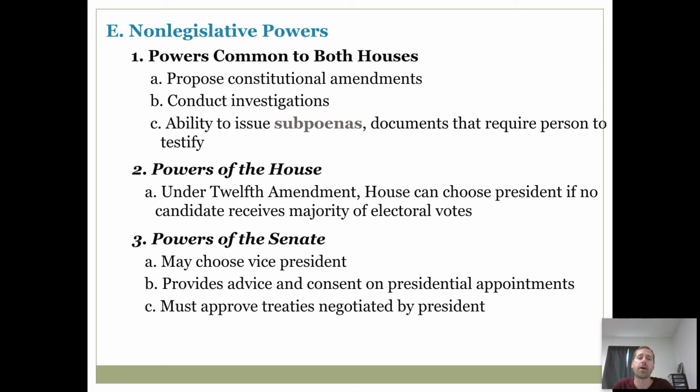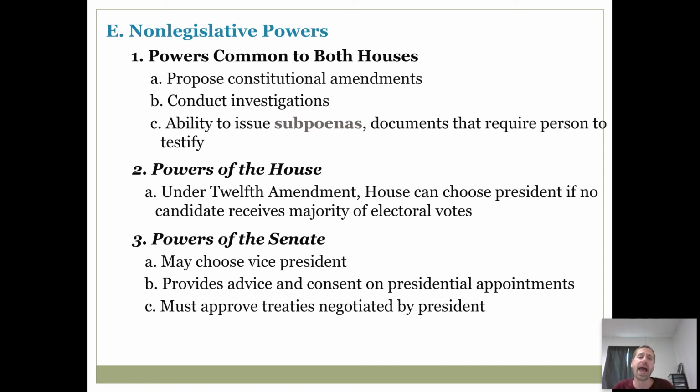You will show up to our committee hearing, this investigation, and you will have to testify. There are some powers that only apply to the House. The House chooses the president if no president gets a majority of votes in the Electoral College. So if no president gets 270 votes, then the House of Representatives gets to decide. And we'll talk more about that when we talk specifically about the House.